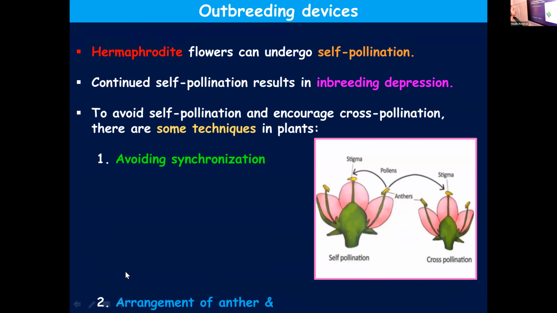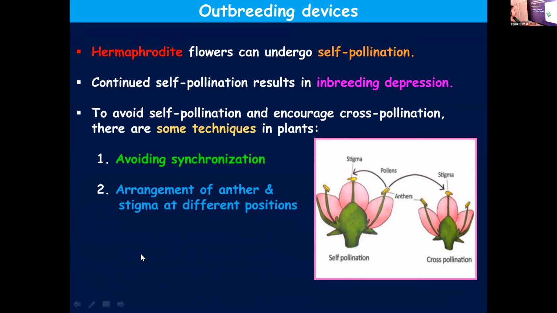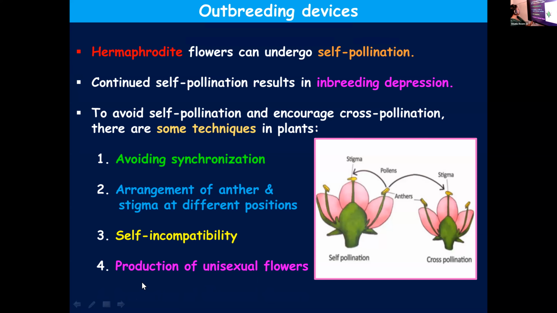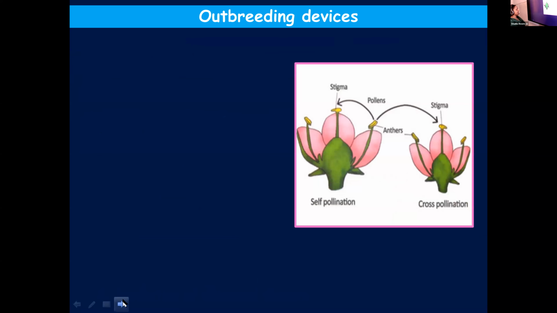So we will see the different outbreeding devices. Already Michael has listed out the different outbreeding devices. So let us start with the first one, avoiding synchronization. When we discussed autogamy, I told you that those flowers which carry out self-pollination should have a synchronization between the release of pollen and receptivity of stigma. If both these events take place simultaneously, self-pollination can be ensured. But here we are discussing outbreeding devices, which will prevent self-pollination and promote cross-pollination.